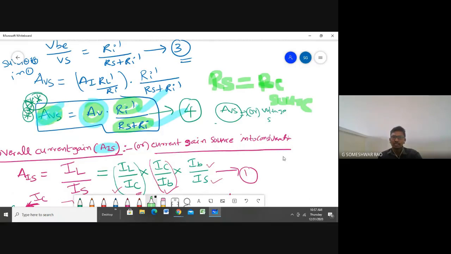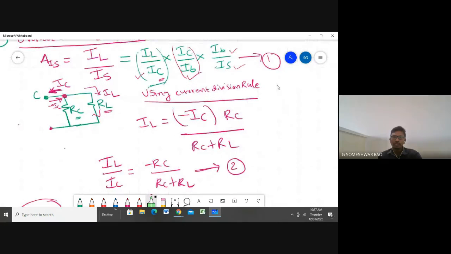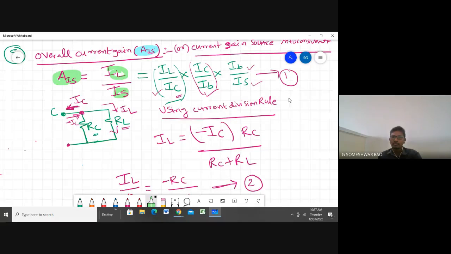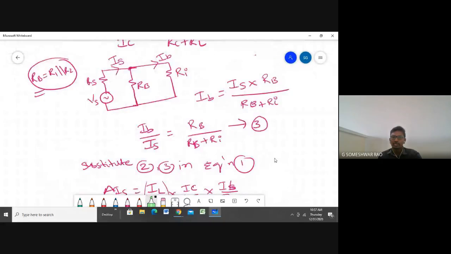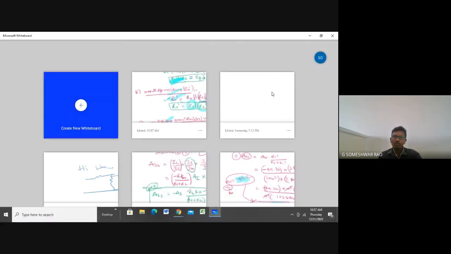Then overall current gain, when the source is considered, is IL by IS. If it is a current gain, IL by IB. So IL once again, minus IC we are going to replace, and finally we obtained this expression. Write all these expressions at one place because we are going to solve the problem based on this.